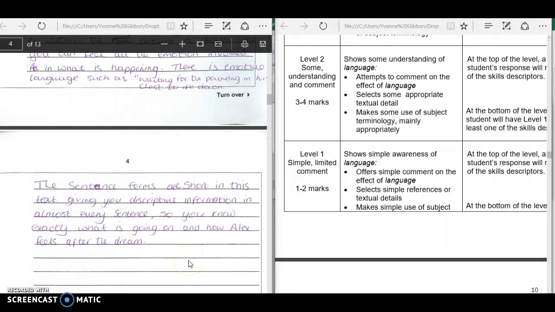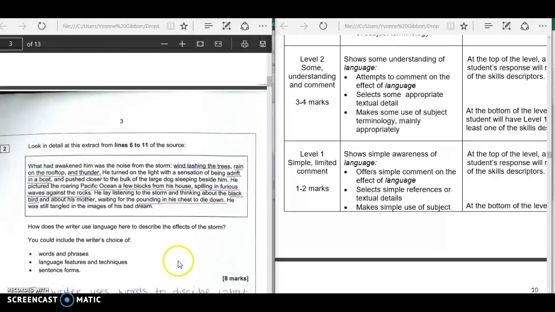So what you needed to be looking at was the use of the verb "lashing", which could suggest that the wind is whipping the trees around, beating the ground with the trees. Then you've got the "roaring Pacific Ocean", it's making it sound like a deafening wild animal, and "spilling in furious waves". So the adjective "furious" shows how angry the waves are and how aggressive they are. So that's the kind of thing that you need to be doing for that question.